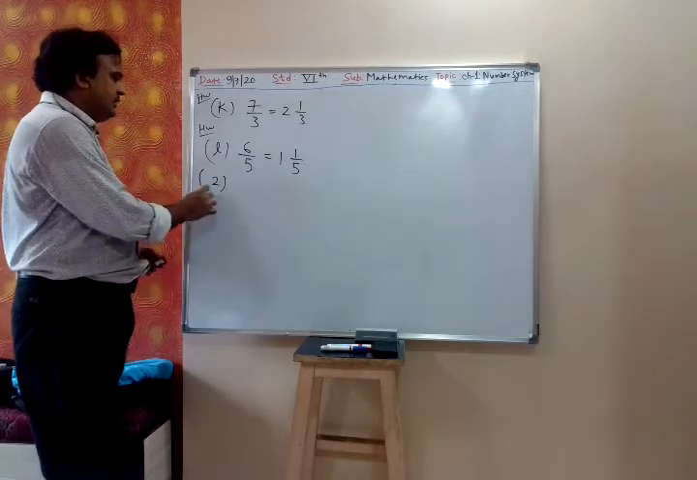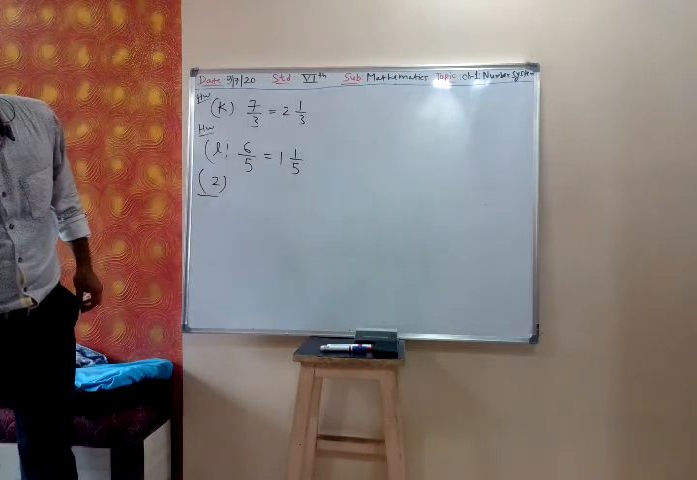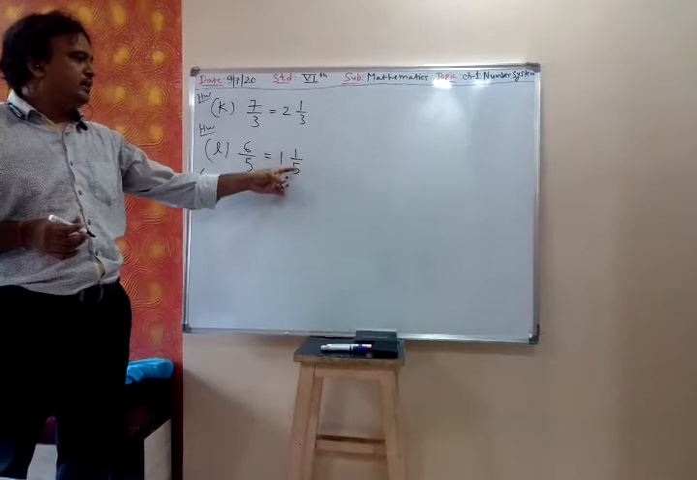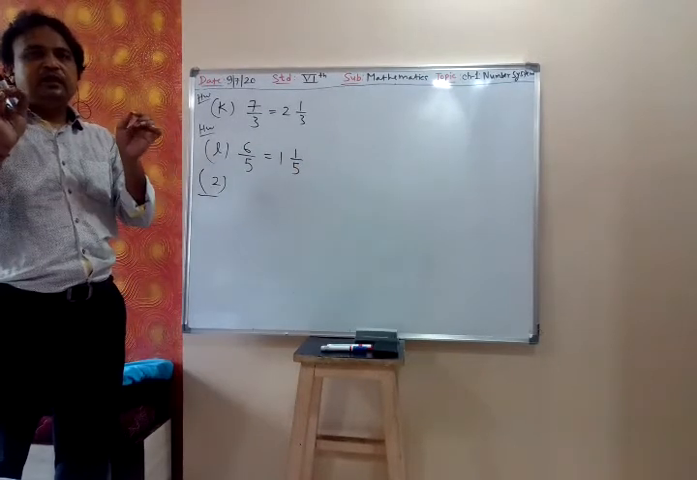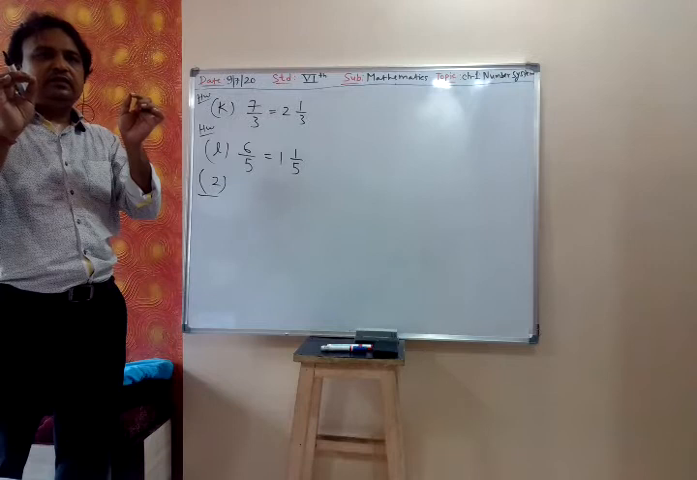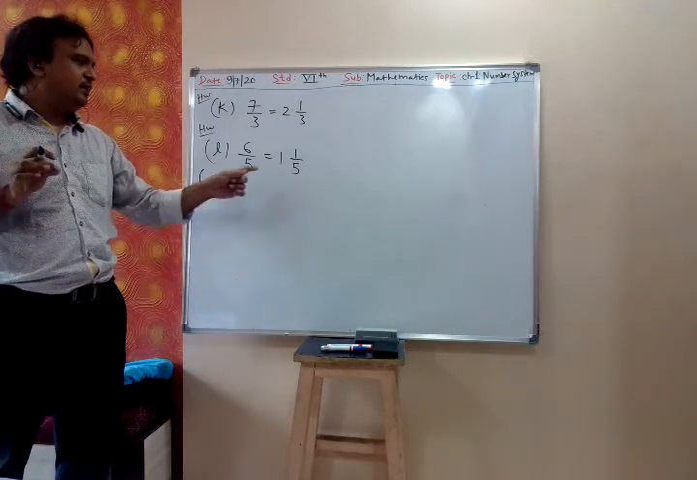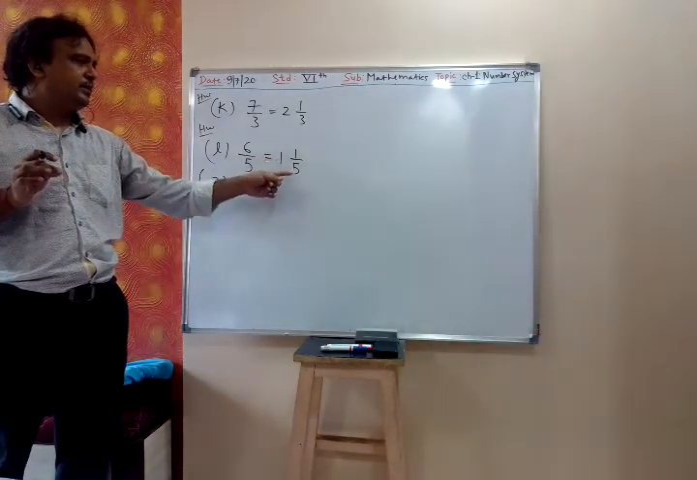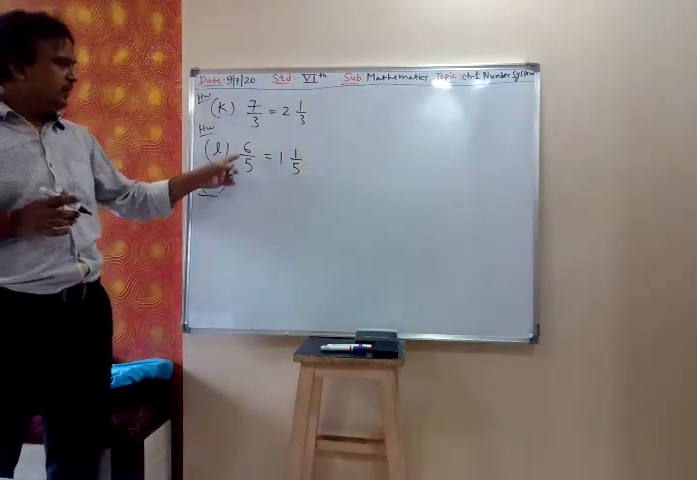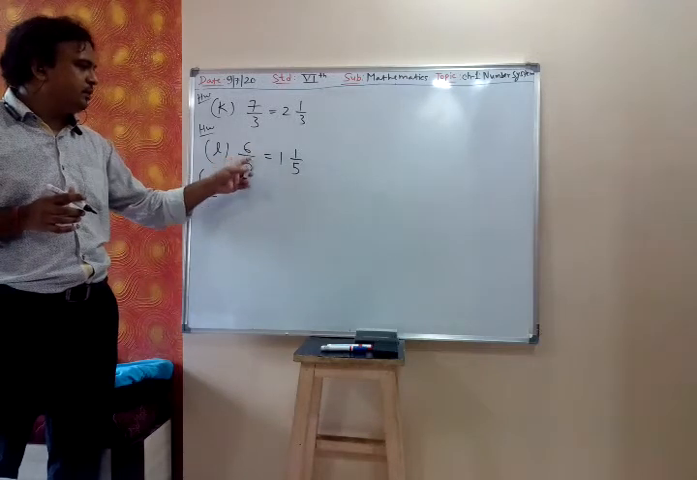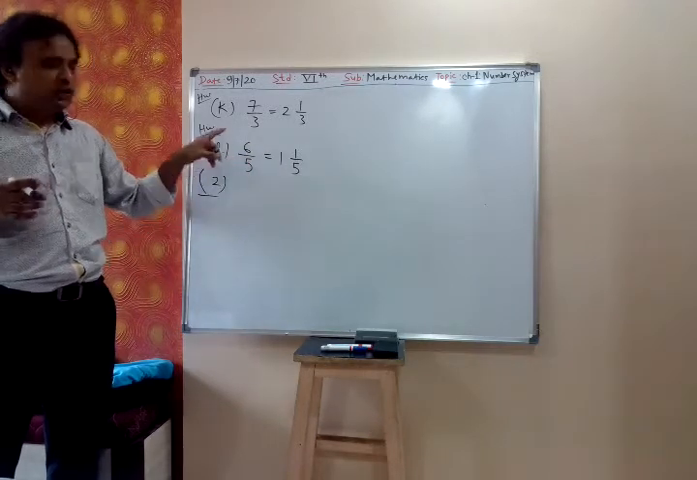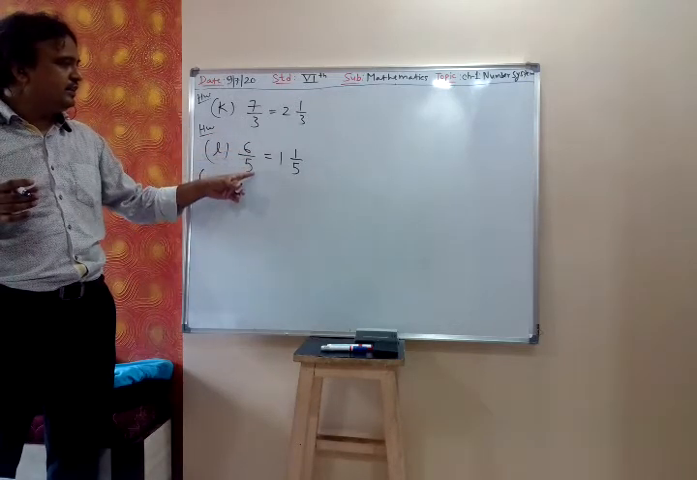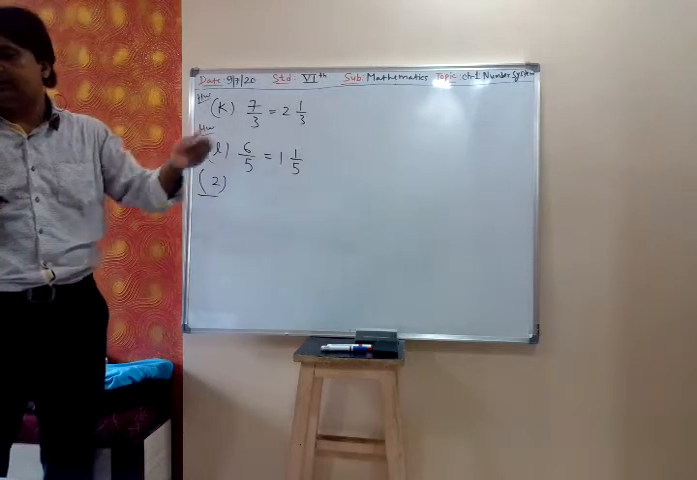Now second. Let us start second. One is to 1 upon 5. Fraction means numerator upon denominator, and it is 1 is to 1 by 5. Mixed fraction means it is 1 6 upon 5. In mixed fraction, numerator will be greater than denominator. Numerator is 6, it is greater than denominator. So that I can write in the mixed fraction.